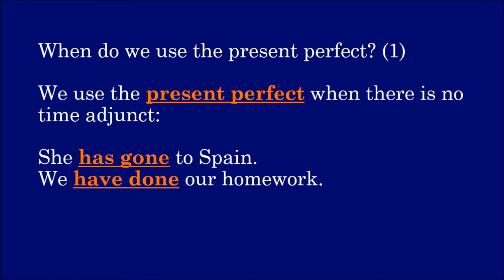Let us now concentrate on the question, when do we use the present perfect? We use the present perfect when there is no time adjunct, simply because time is not important. Instances would be, she has gone to Spain, and we have done our homework.